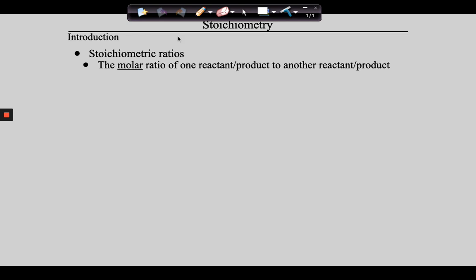So guys, stoichiometric ratios, you're not writing this down, are the molar ratios of one reactant or product to another reactant or product. So guys, for example, again, you're not writing this down, just watch. This is a balanced reaction. It's a synthesis reaction, nitrogen and hydrogen making NH3, ammonia. But you'll notice that it's balanced. So guys, watch. Here's a 2, here's a 3. What's the understood number in front of the nitrogen? A 1. So guys, the stoichiometric ratio in this reaction is 1 to 3 to 2.